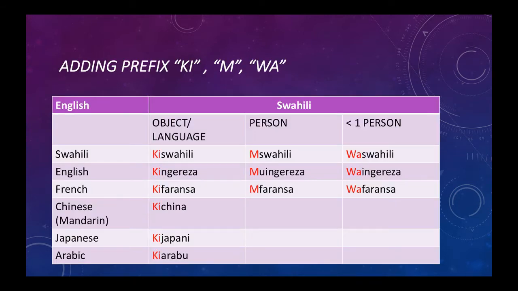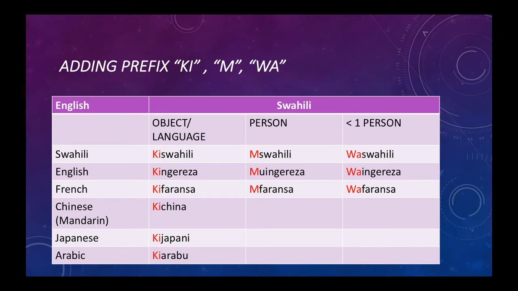In a previous introduction video, I've mentioned that the prefix ki is used when naming a language. The prefix m is used when referring to a person who speaks a language in general. And the prefix wa is used to represent a group of people speaking the language. The following table shows an example of how to add prefixes.